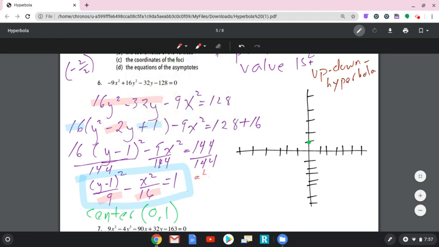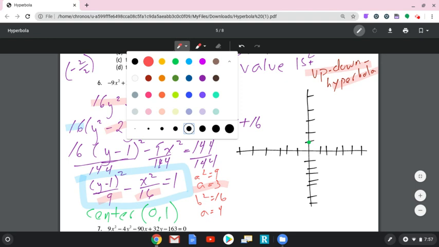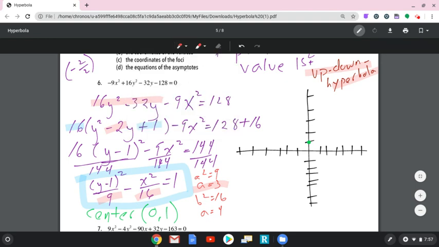A squared is 9, so A is 3. B squared is 16, so B is 4. Now that's what I count. So if it's an up and down hyperbola, that means A is what I'm counting up and down from my center. So if I'm counting up and down from my center, which is A, I count 3: 1, 2, 3. I count down: 1, 2, 3.